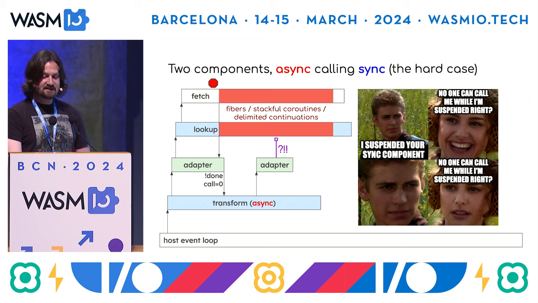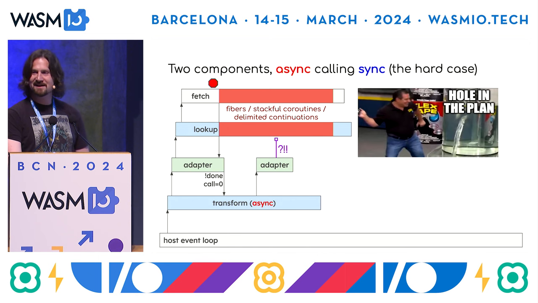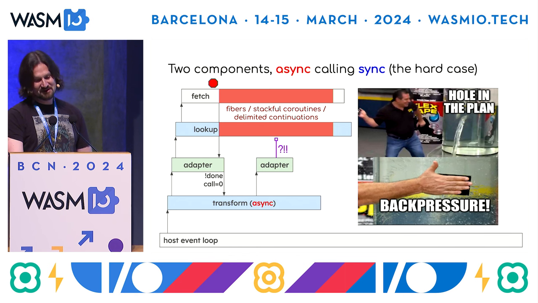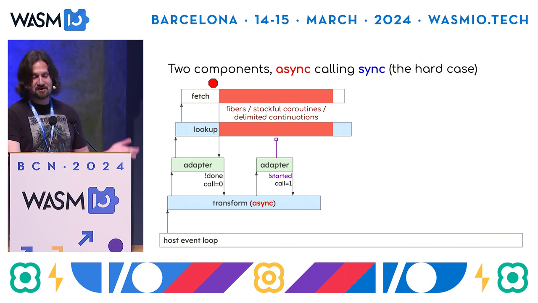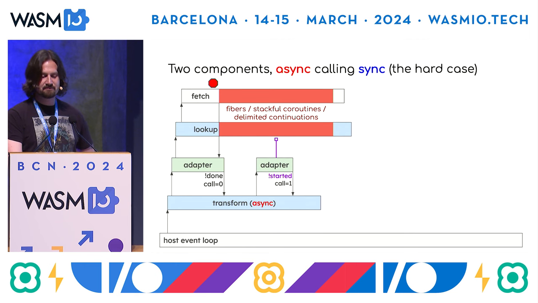And we also can't just trap, because there's nothing wrong with the caller wanting to do this. So instead, to fix this hole in the plan, we apply our good old friend, back pressure. The adapter says, I see the call is suspended, so I'm just going to return that the call hasn't started, which is totally a thing that can happen with an async call. We apply back pressure as soon as we would have more than one call in progress.